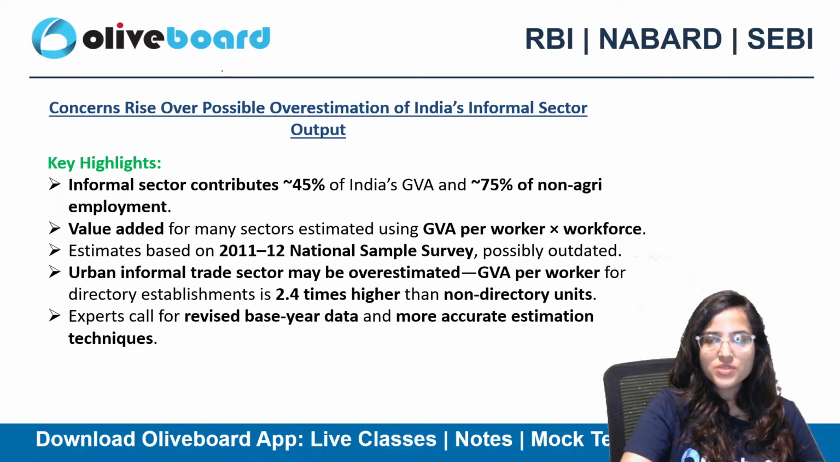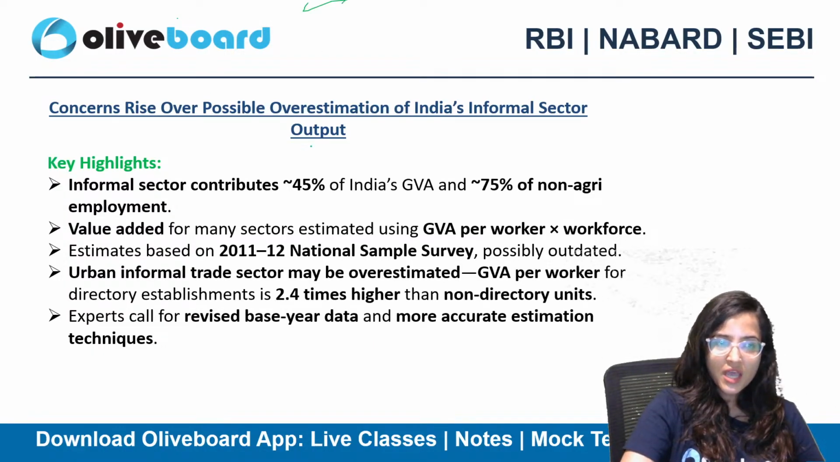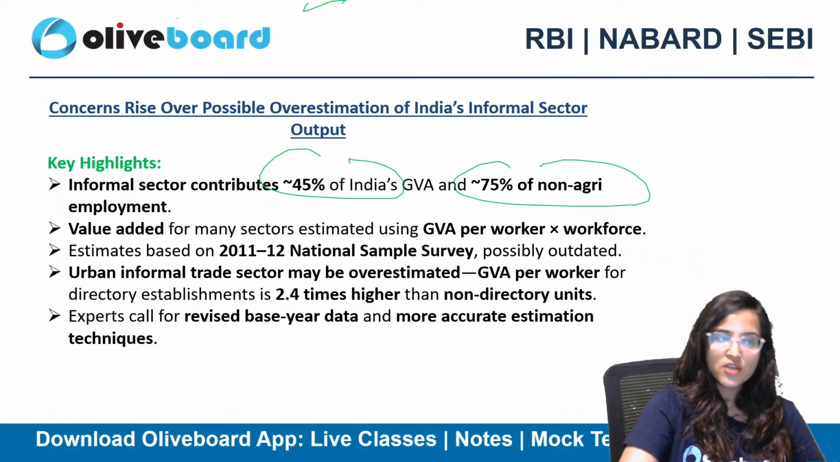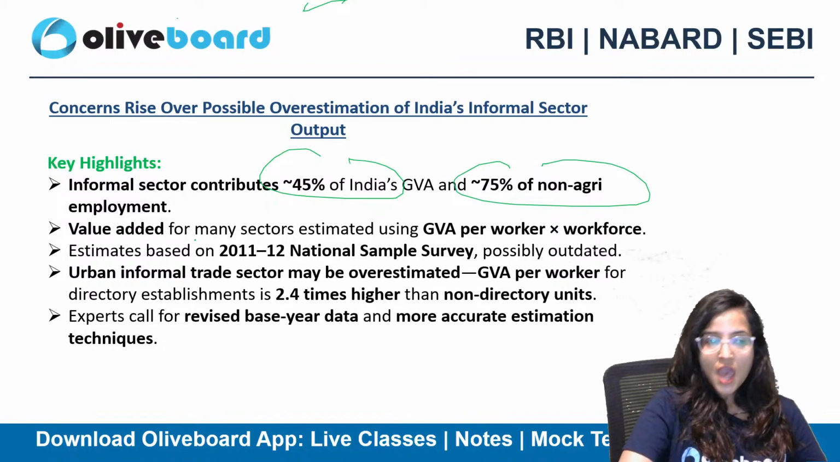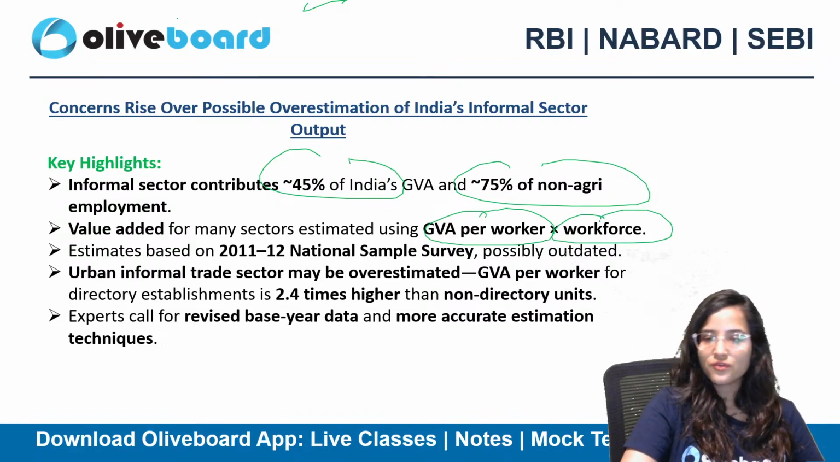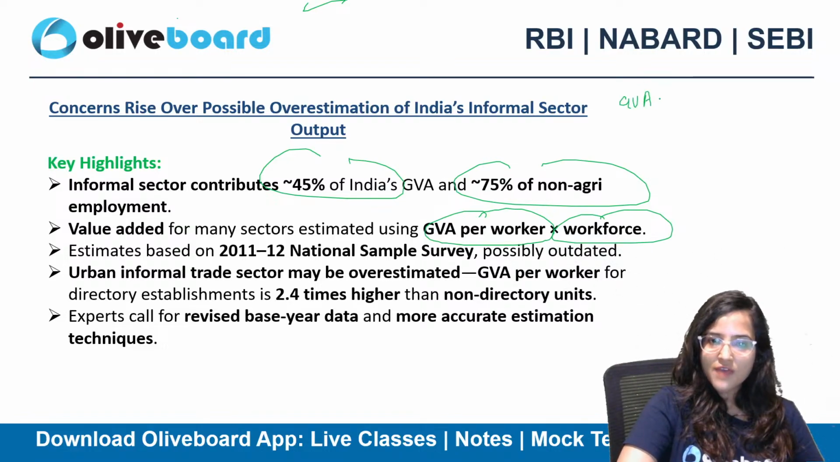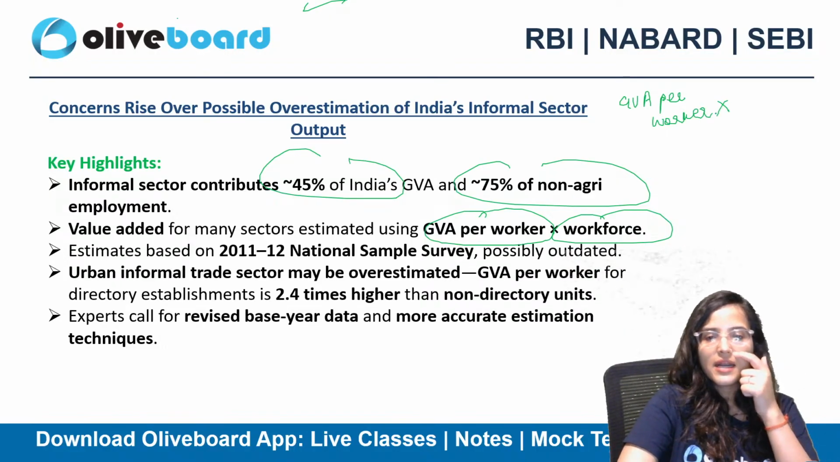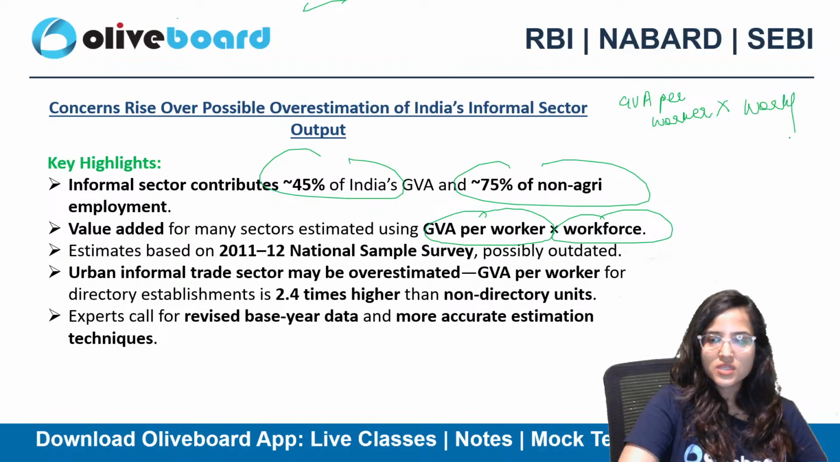The informal sector contributes approximately 45% to India's GVA and 75% of non-agriculture employment. Value added for many sectors is estimated using GVA per worker into workforce. So how do we calculate the gross value added? How much one worker is adding, into the total workforce in the informal sector. That is how we calculate the value added.